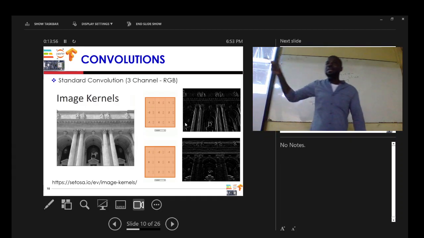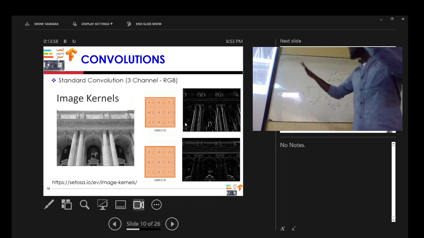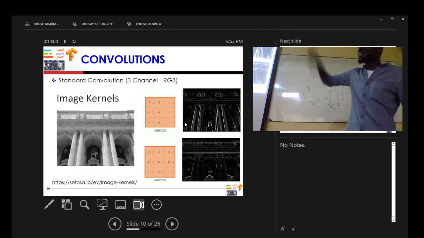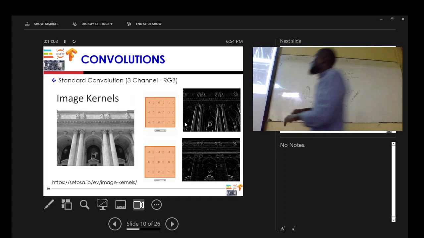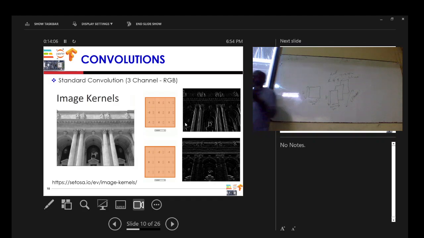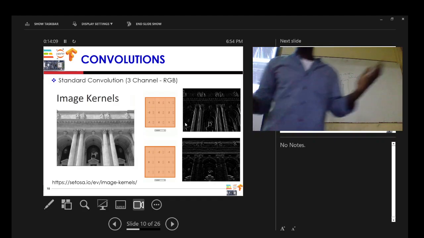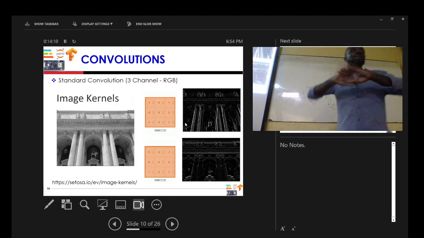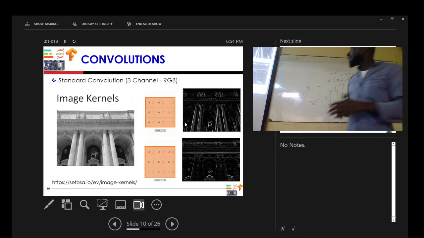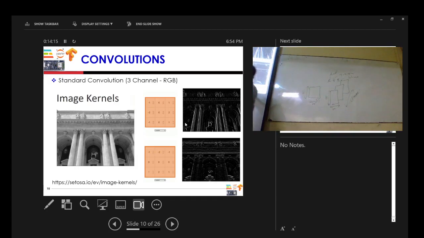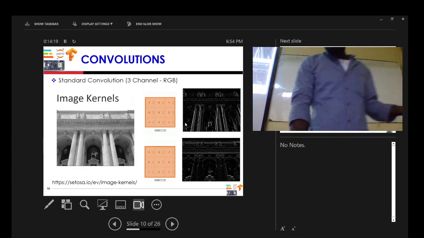What this filter is doing is that it is blackening everything in the image, but enhancing the vertical lines. So you can see that once I apply this filter to this image, only the vertical lines are visible. Have you seen it? That's what filters do. They enhance some parts of the image while they blacken out other parts. This other filter is used to get the horizontal lines. So that's what filters are.